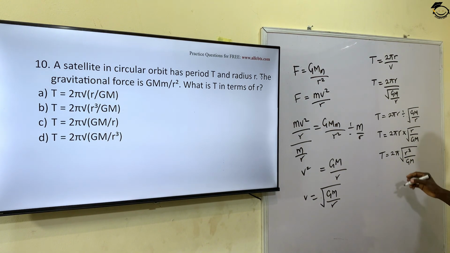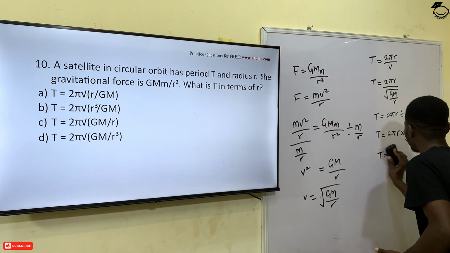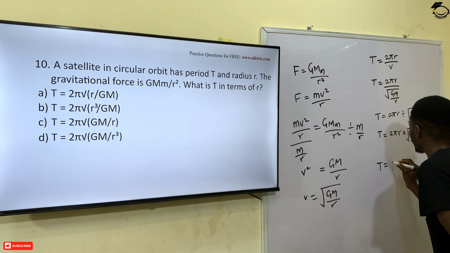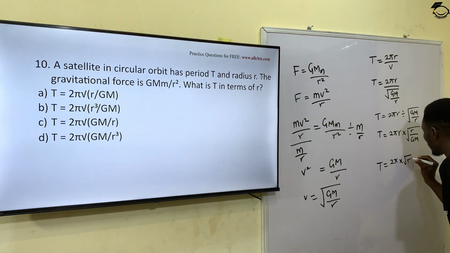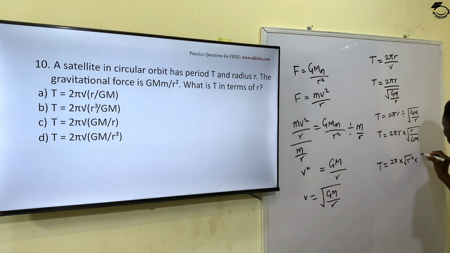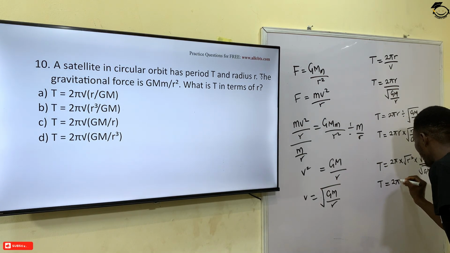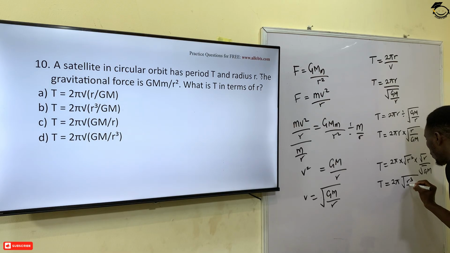Now you might be wondering how I got R raised to power 3. Let me simplify that and show you how I got R raised to power 3 there. So T is equal to 2 pi times R, which simply shows I have square root of R squared, times square root of R over square root of GM. So square root of R squared will give me R, which is what I have here. So this is the same as saying that T is equal to 2 pi square root of, so I have R squared here and I have R here, which will give me R cubed over GM.